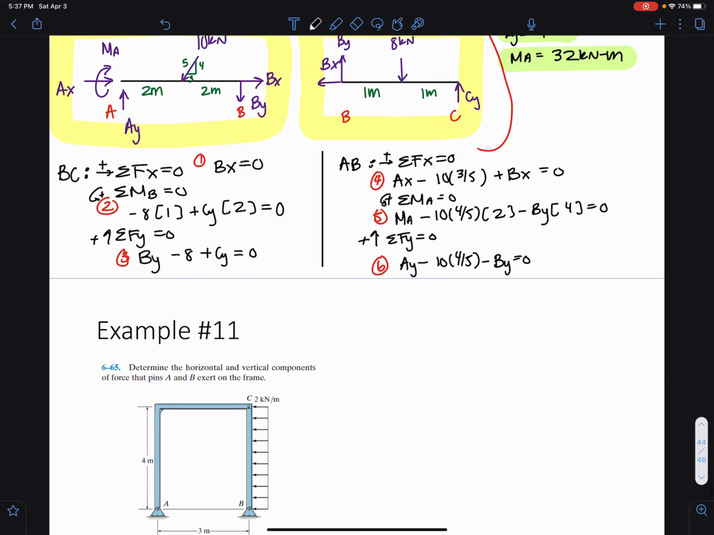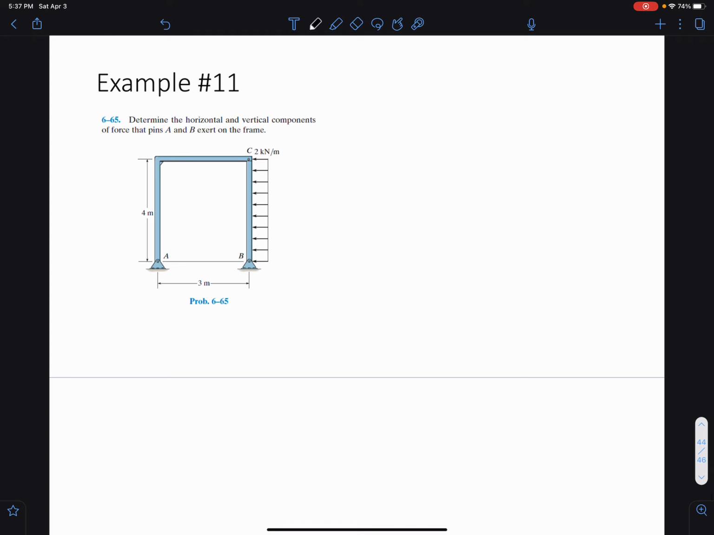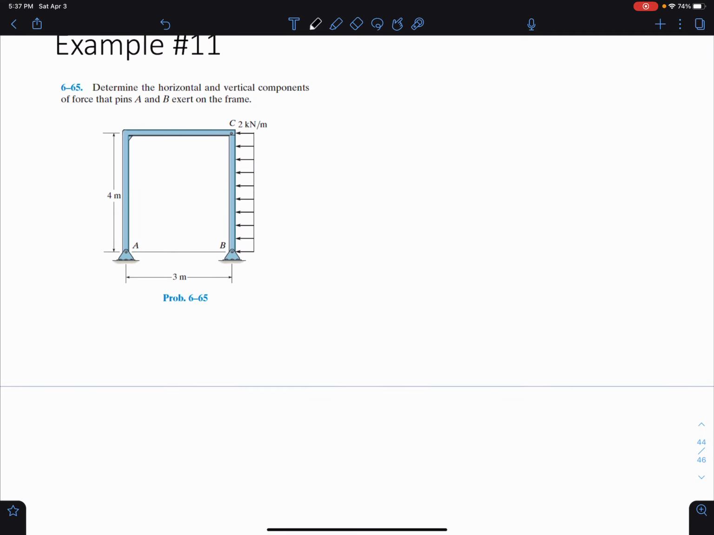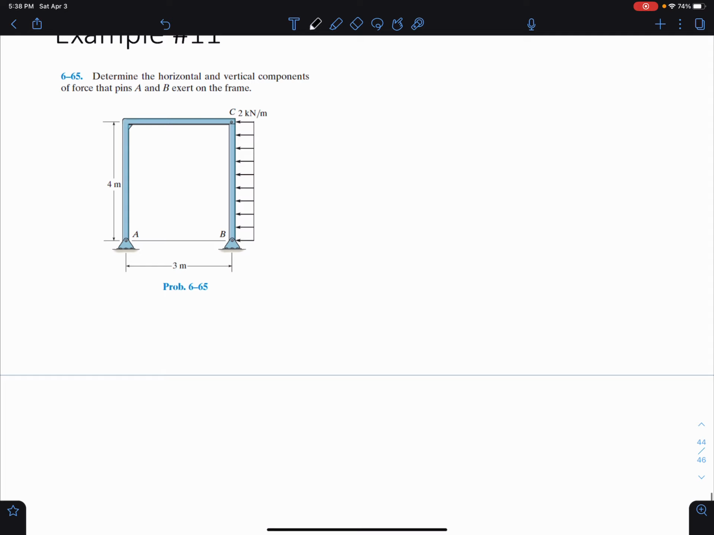Okay. Let's go ahead and do the last example of this topic, example 11. We have a frame here, and we want to determine the horizontal and vertical components of the force that pins A and B exert on the frame. So we basically just want the reactions of both pins. Okay, so let's go ahead and draw the FBD of the system.